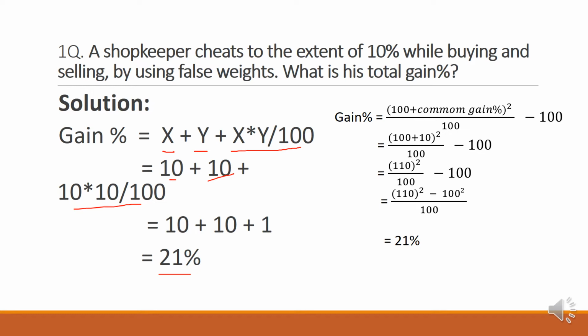We can use another method, but only when the gain percentage while selling and buying is the same. So here gain percentage is equal to 100 plus common gain percentage whole square by 100 minus 100. So 100 plus 10 whole square by 100 minus 100. After solving this, we'll get the answer as gain percentage is 21 percent.